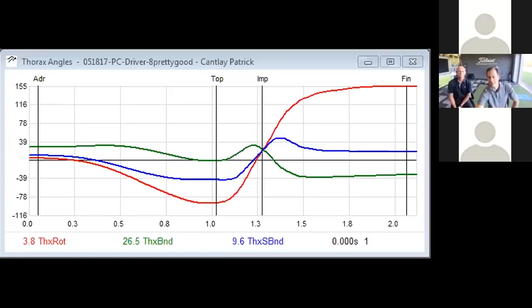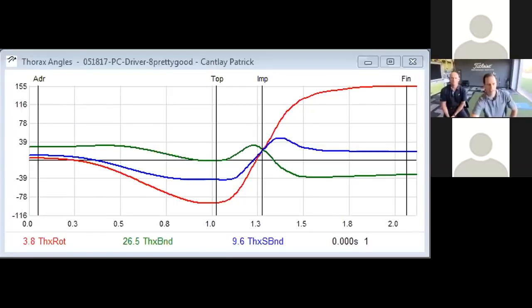So I'm actually going to do something real quick. I'm going to share our screen. We're here in the 3D motion capture bay at TPI, and that allows us to pull up a lot of data on players. I'm going to switch over to one of these. Let's see if you guys can see this.